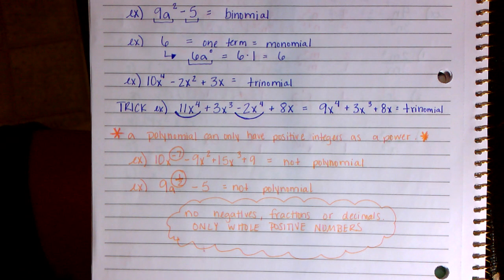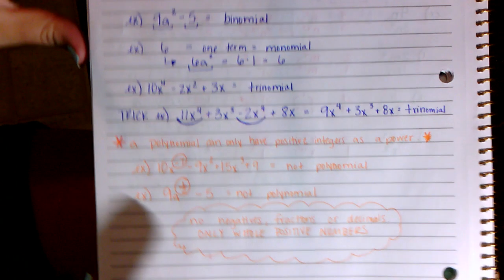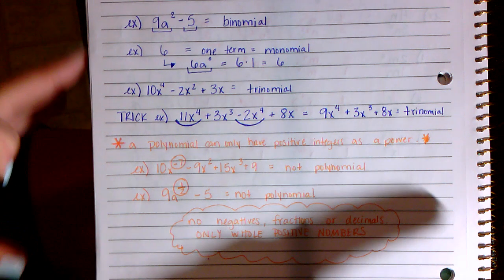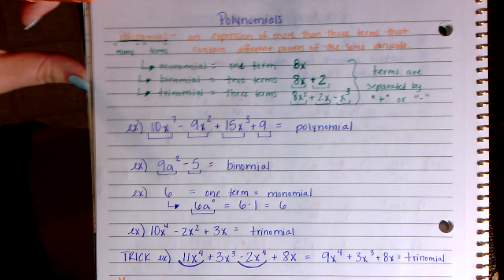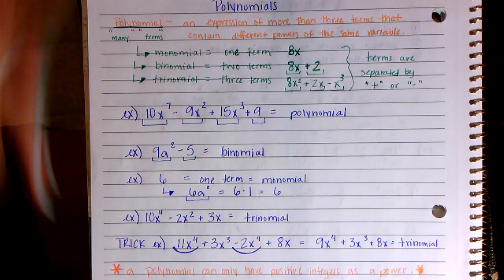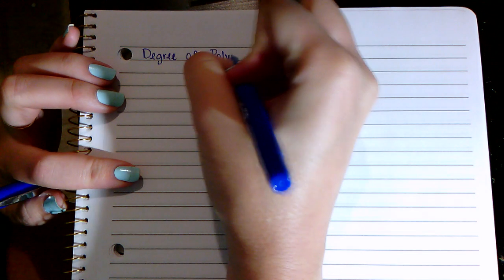Okay. Once you've written that down, I want you to flip over to the next page. And if you're not done yet, you can pause this here and finish writing. But I'm going to flip over now and we're going to talk about degrees of polynomials. So we've talked about the different classifications of polynomials. You've got monomials, binomials, trinomials, and some examples. And now we're going to look at the degree of polynomials. Okay, so I'm going to write degree of polynomial.